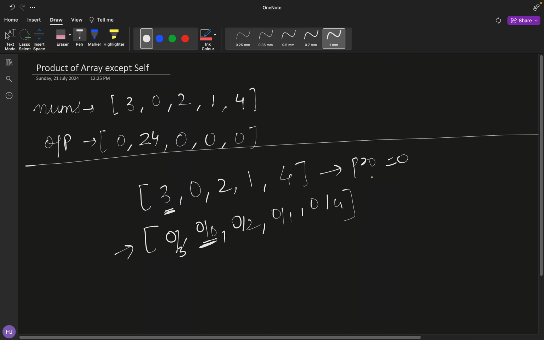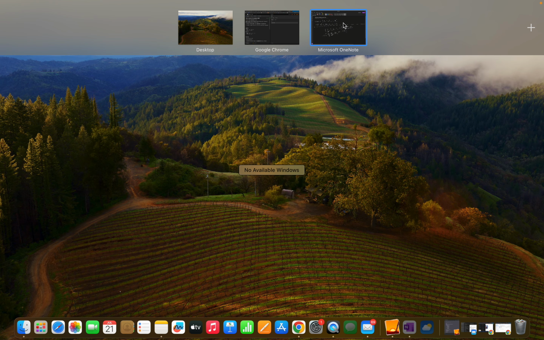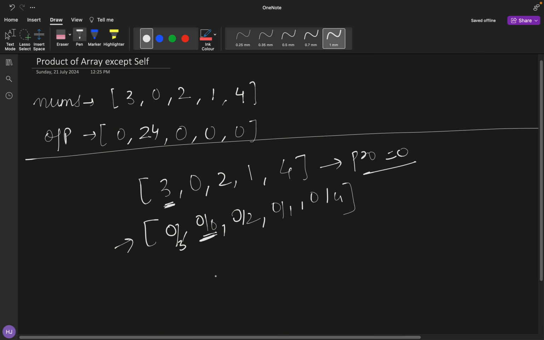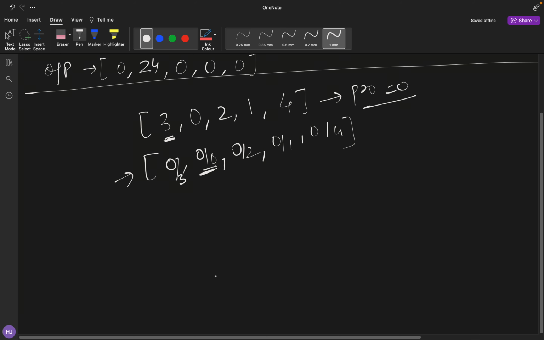So we can't really proceed with this naive approach, like finding the product of all elements at once and then simply dividing at each index in order to obtain the answer. So this naive approach doesn't work over here. Okay, so now let's move to some other approach, right? What we can do, see, we can use two for loops.